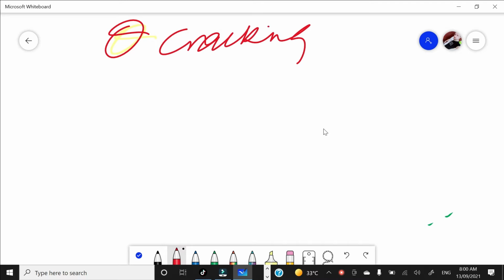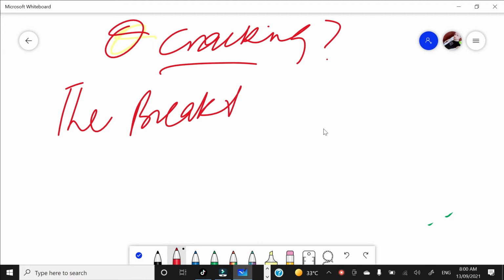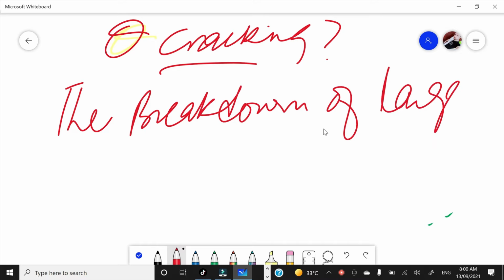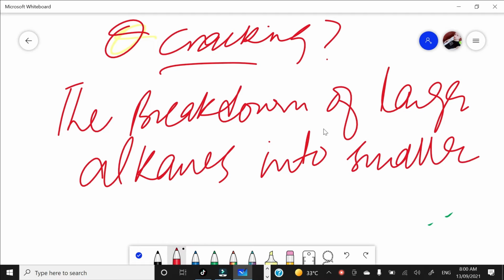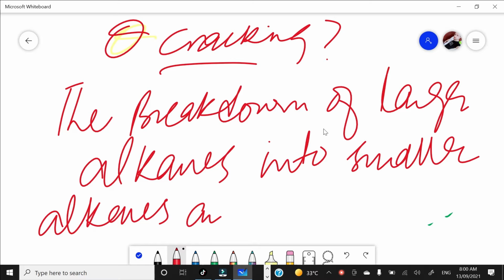C-R-A-C-K-I-N-G. What is cracking? The breakdown of larger alkanes into smaller alkenes and alkanes. This is cracking, okay?